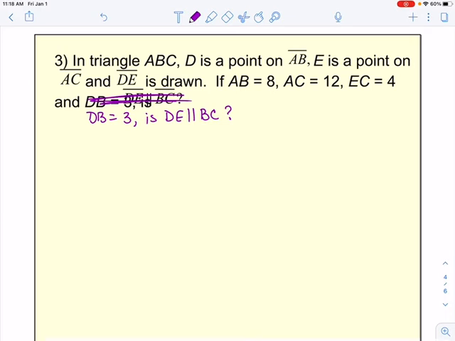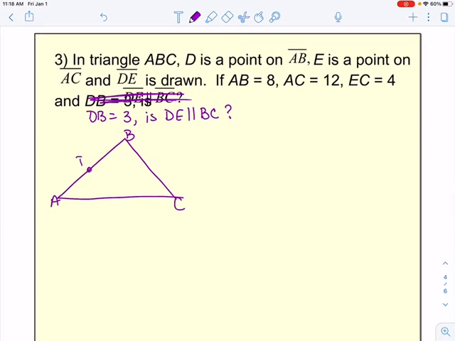So again, let's draw a picture of what's going on here. So again, I'm starting off with triangle ABC. Don't care what triangle ABC looks like. There it is. D is a point on AB. So there's D. E is a point on AC. There's E. Okay, and DE is drawn. And again, AB is 8 and AC is 12, and EC is 4, and DB is 3.